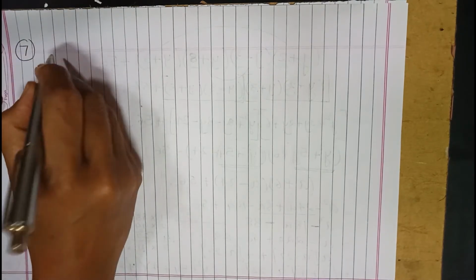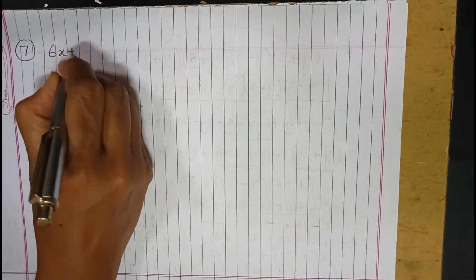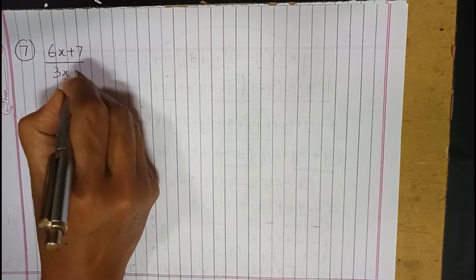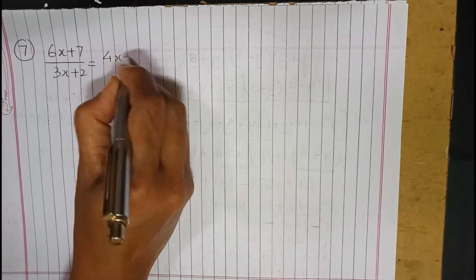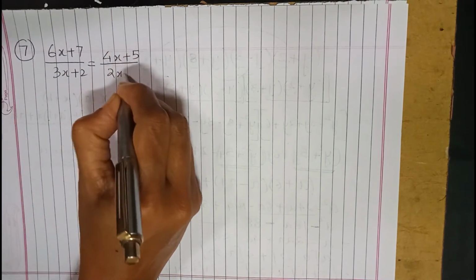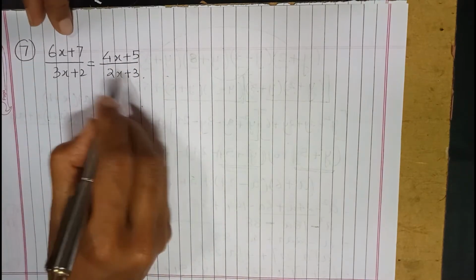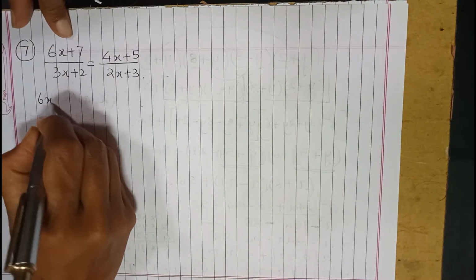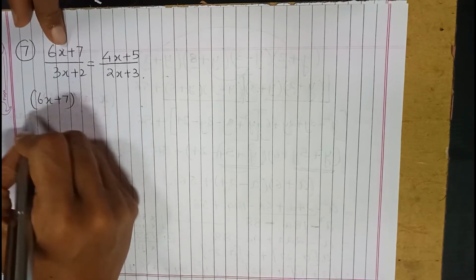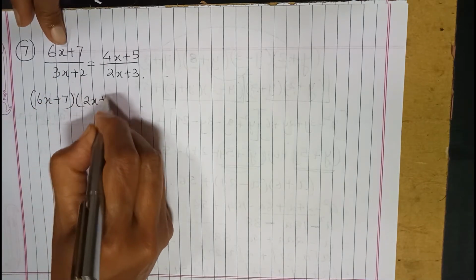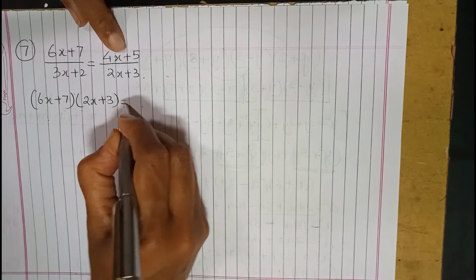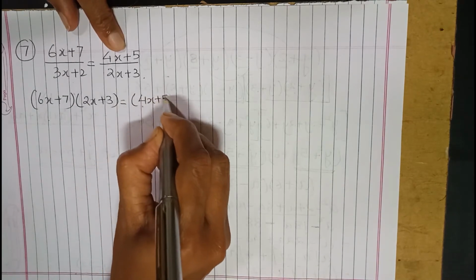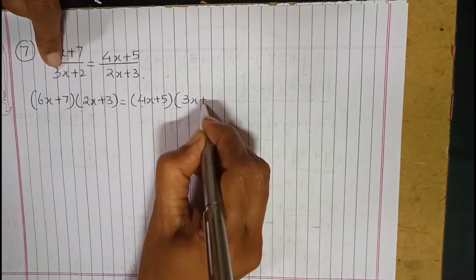Let's go one step ahead and take another example. Let's take a number which has fractions on both the sides. Let us say (6x plus 7) upon (3x plus 2) is equal to (4x plus 5) upon (2x plus 3). Now how to solve this is by cross multiplying. So always write the binomials in the bracket. So this one gets multiplied with this. Now 4x plus 5 gets multiplied by 3x plus 2.